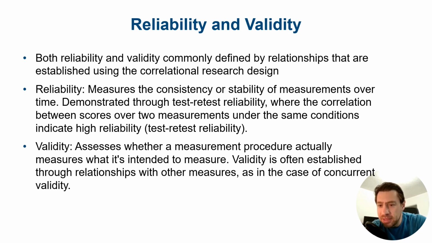Now, another application of correlations has to do with a couple of terms that you should be familiar with by now, and those are reliability and validity. When assessing a measurement procedure in research, there are these two fundamental criteria that are used: reliability and validity. And these criteria are often established through correlational research designs, which help determine the consistency and accuracy of your measurements.